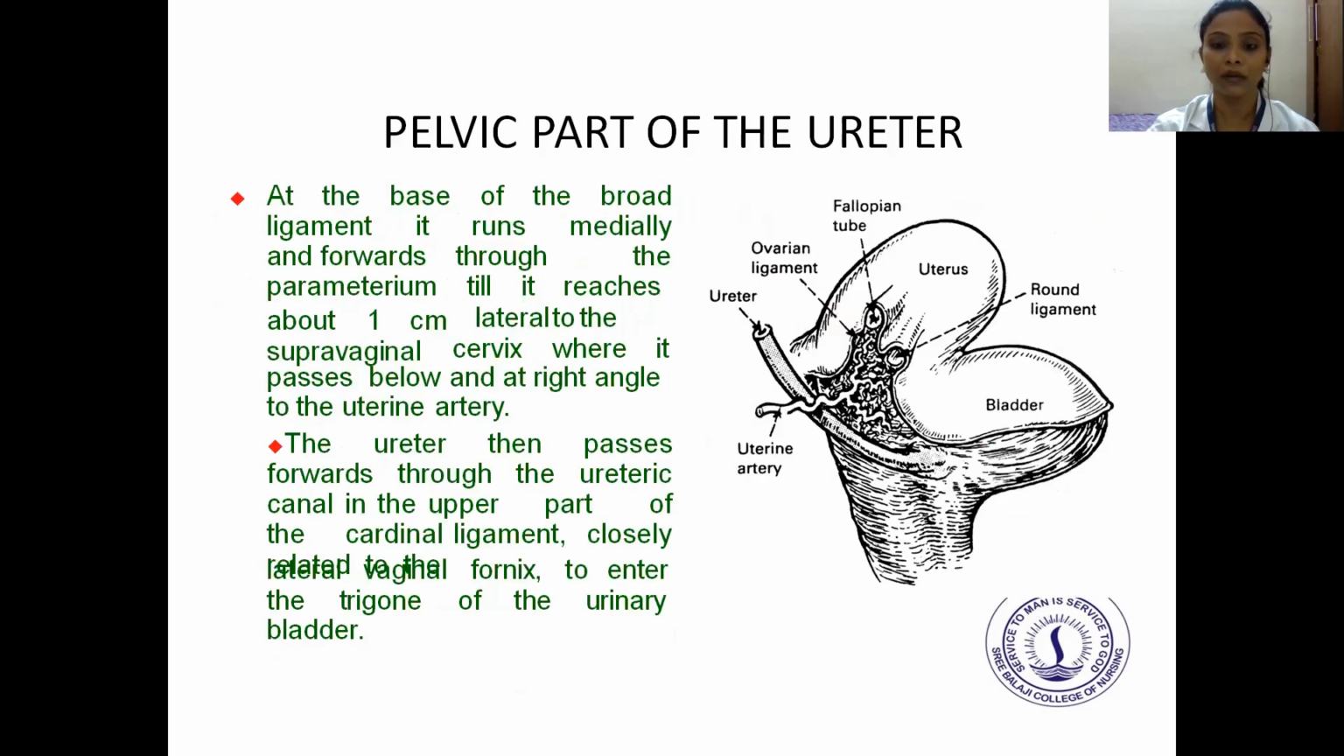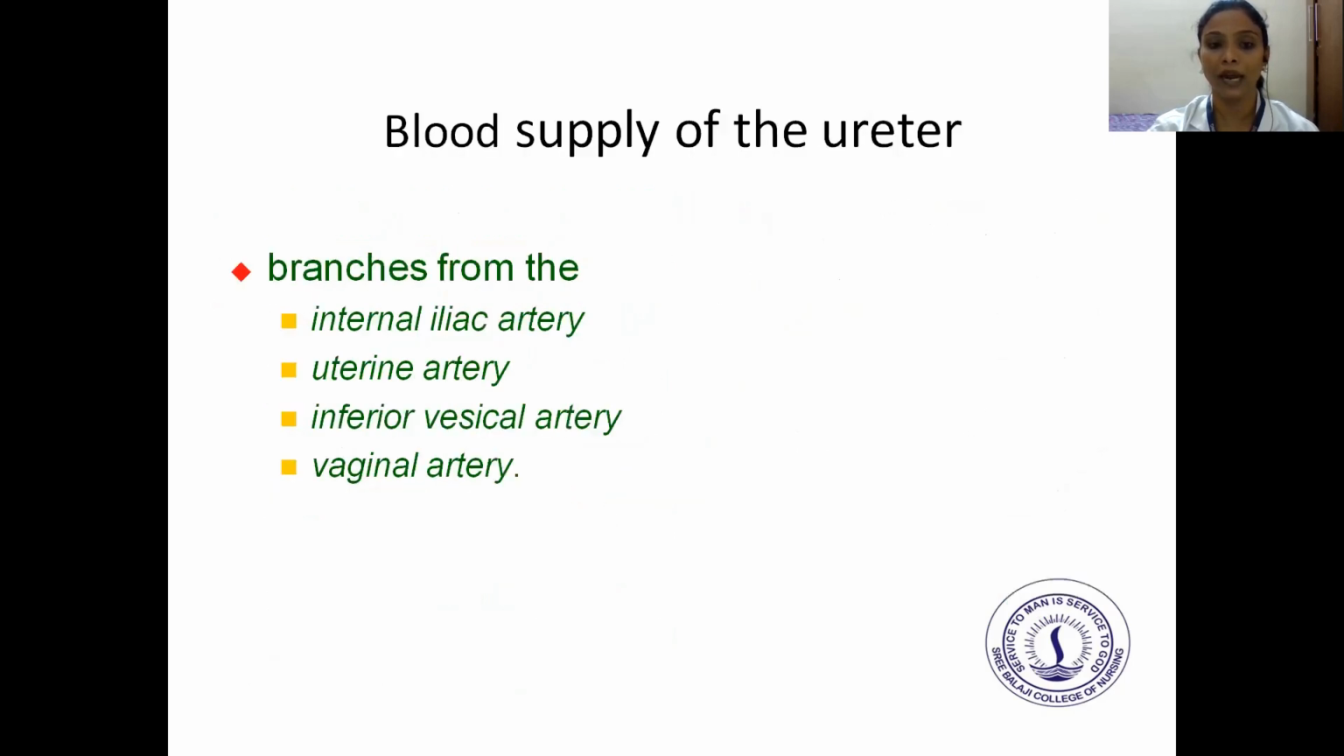Next is the pelvic part of the ureter. At the base of the broad ligament, it runs medially and forward through the parametrium till it reaches about 1 centimeter lateral to the supravaginal cervix, where it passes below and at right angles to the uterine artery. The ureter then passes forward through the ureteric canal in the upper part of the cardinal ligament, closely related to the fornix, to enter the trigone of the urinary bladder.